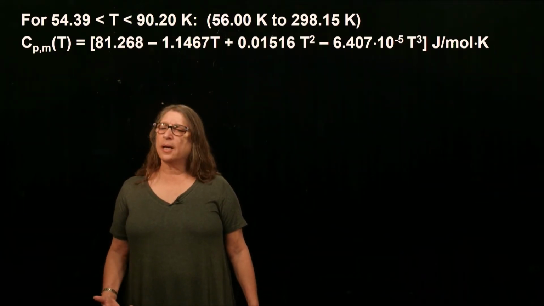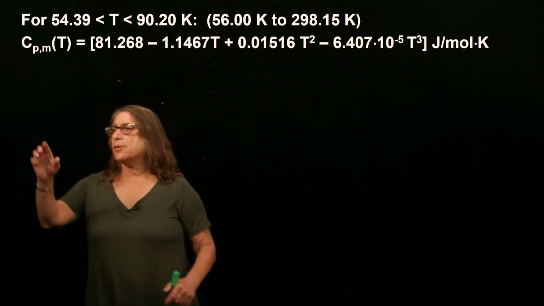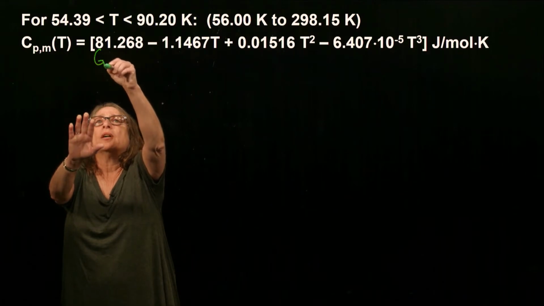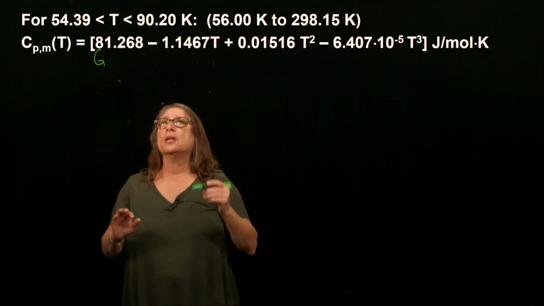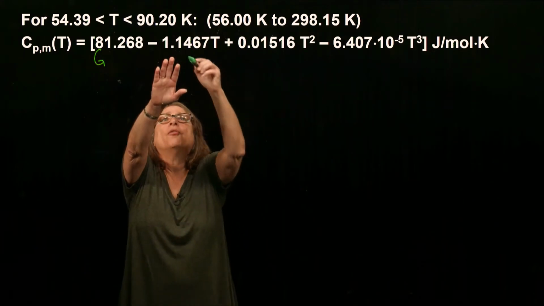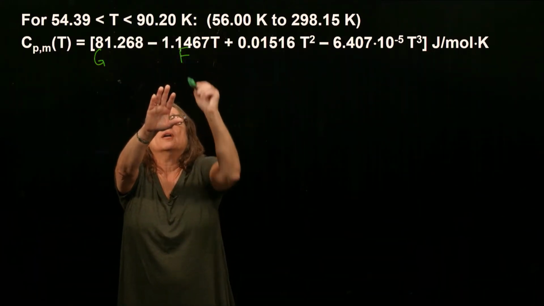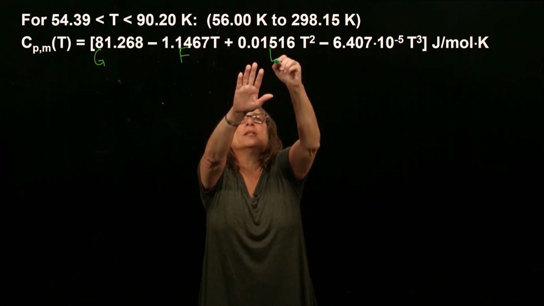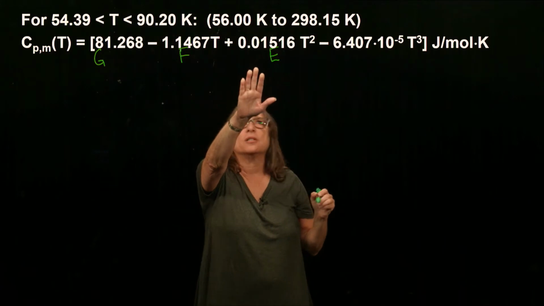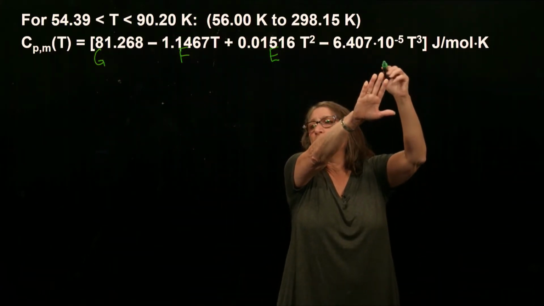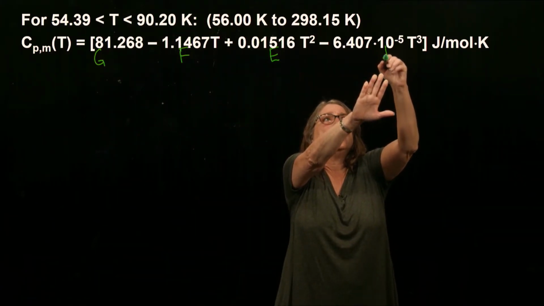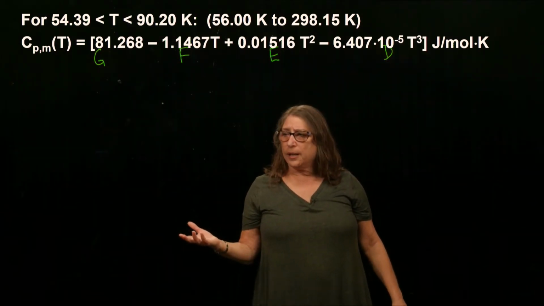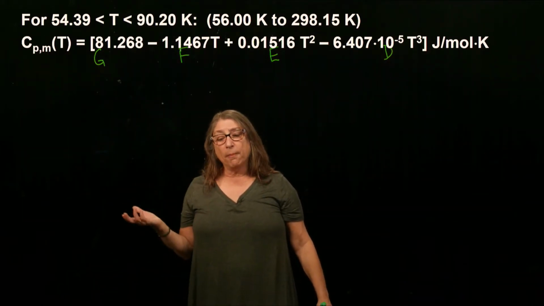So in order to have this make sense, I'm going to point out that this 81.68 is the equivalent of our G coefficient. This negative 1.146 is our F coefficient. The 0.01516 is our E coefficient. And this last 6.407 is our D coefficient. So we've done this already in the model.